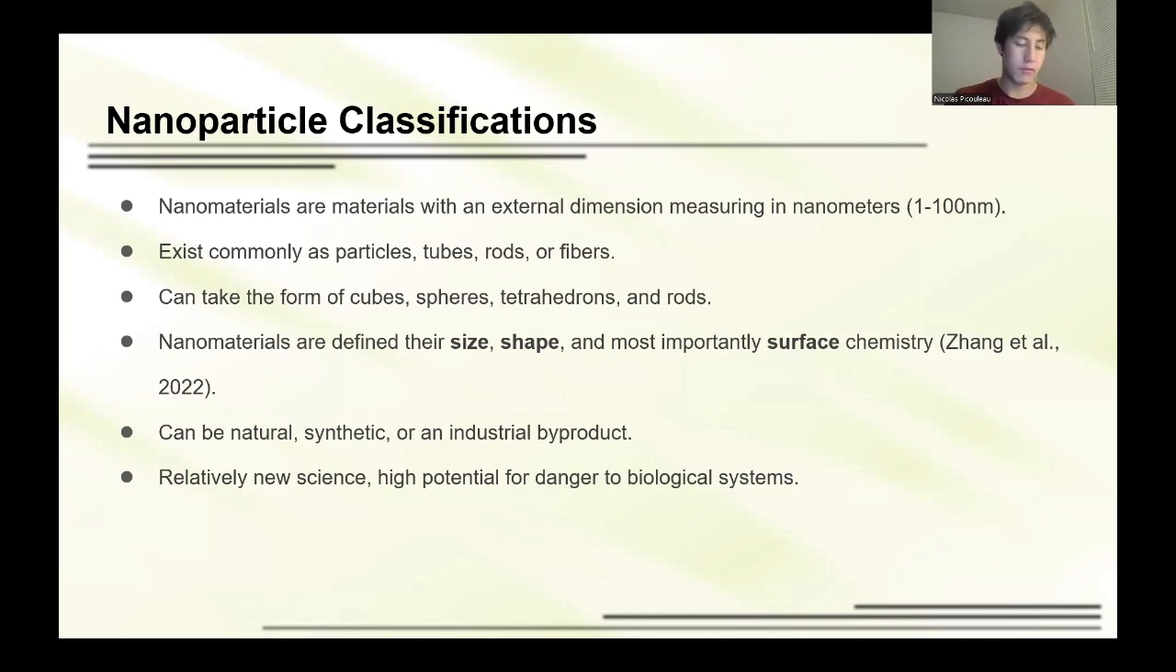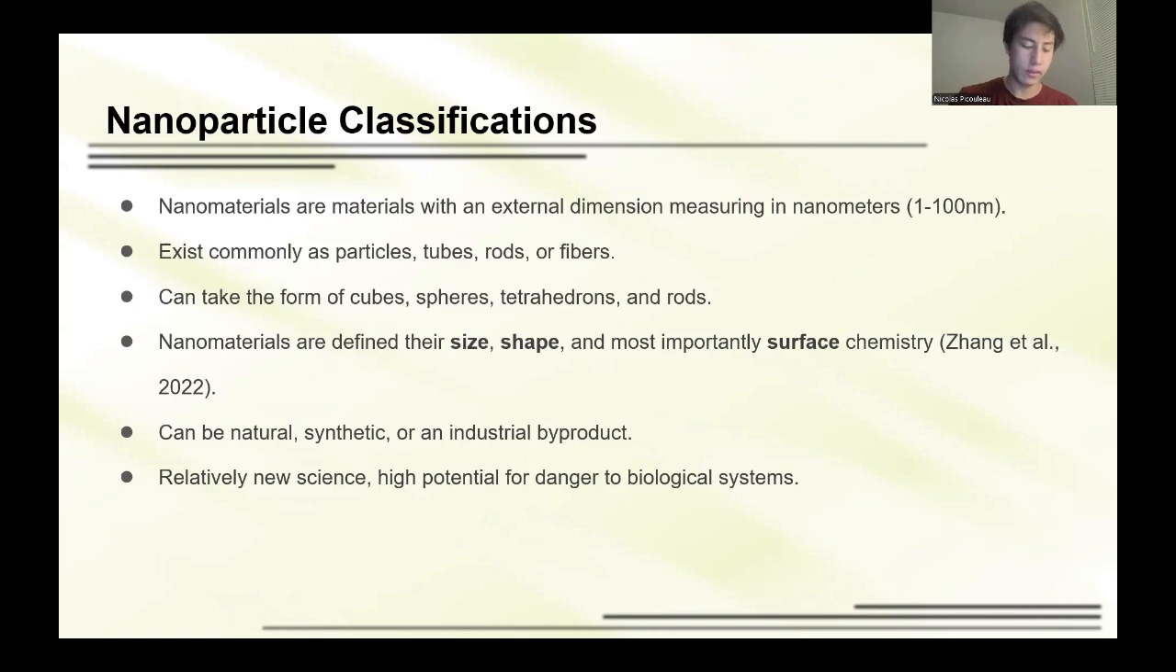Nanomaterials can come in the form of particles, tubes, rods, or even fibers, but can also take the form of cubes, spheres, tetrahedrons, and rods, especially if they've been engineered or manufactured for a specific purpose.